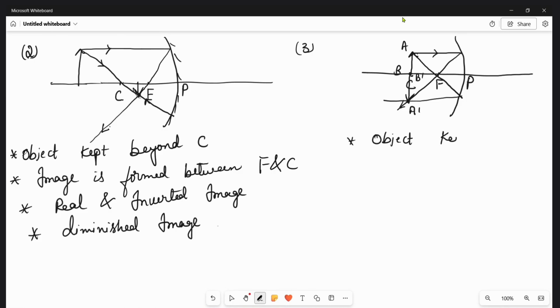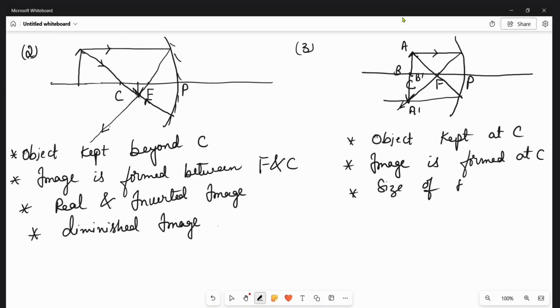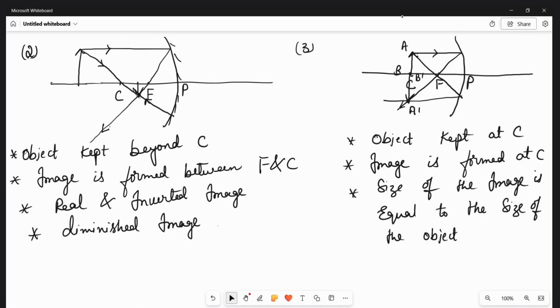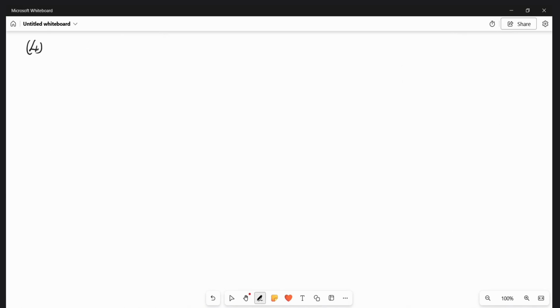Object kept at C. So the image is also formed at C. The size of the image is equal to the size of the object. Okay, the size of the image is equal to the size of the object.